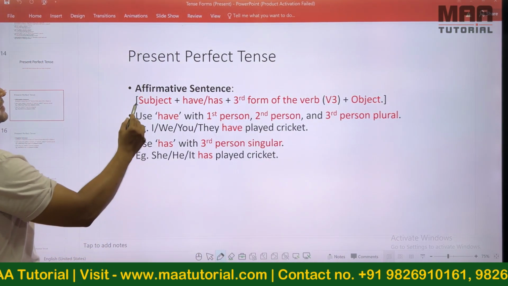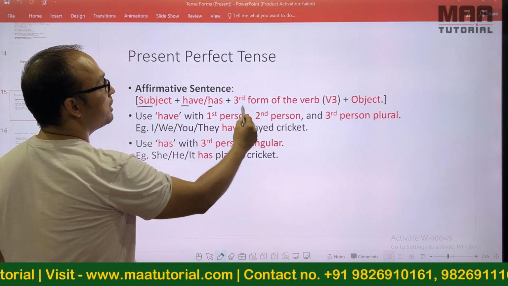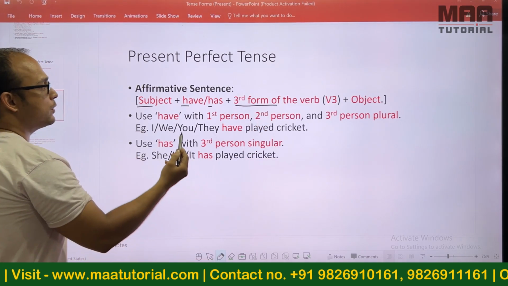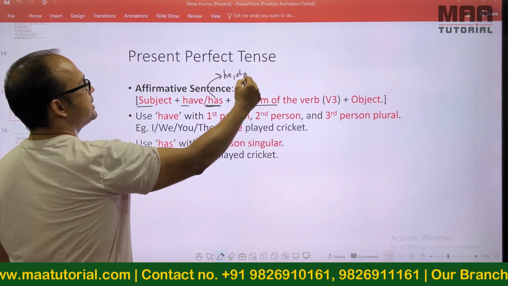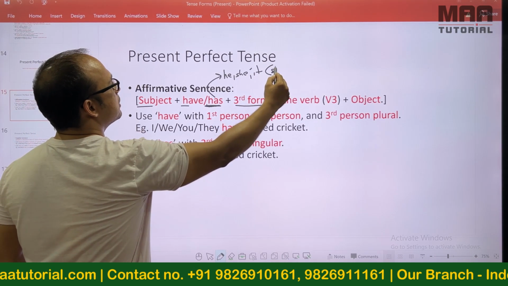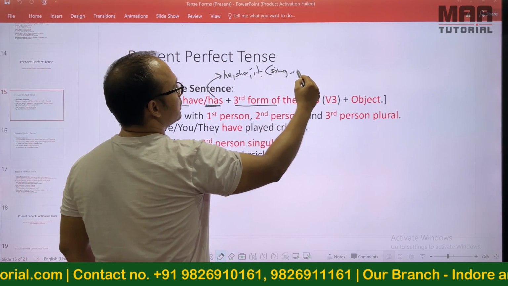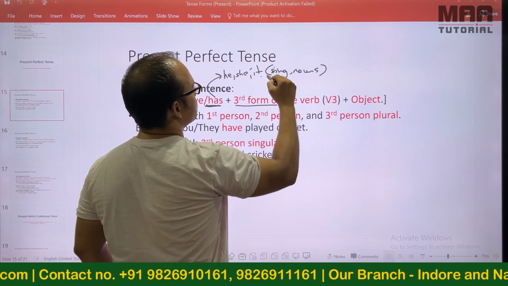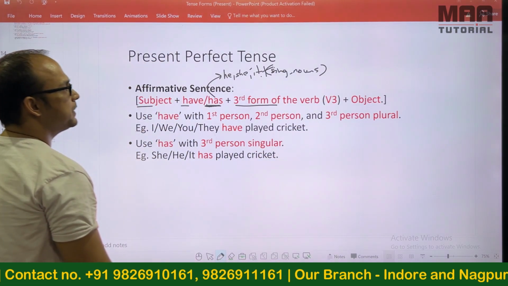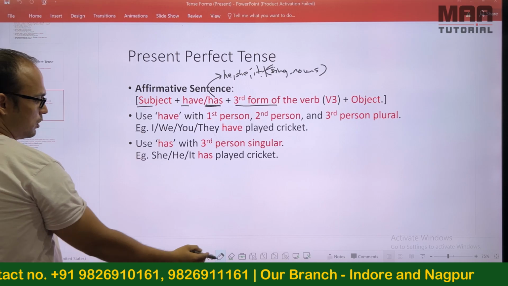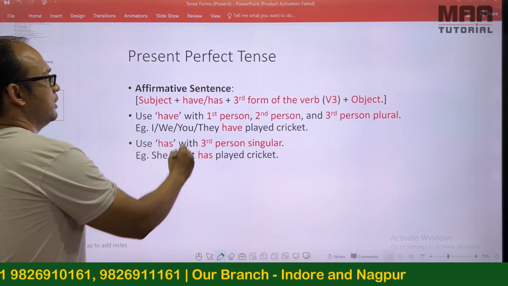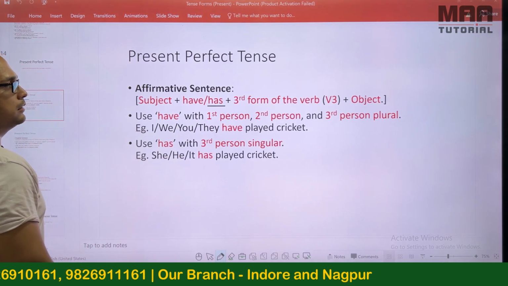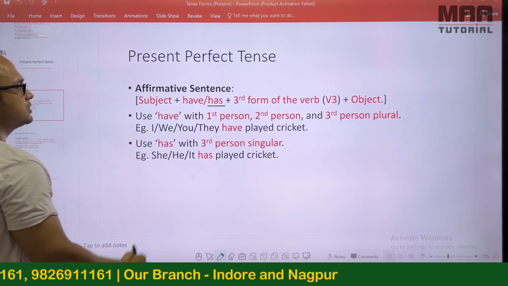Affirmative structure: subject plus have/has plus third form of the verb plus object. Now again, has is used with third person singular. Third person singular is he, she, it, and all singular nouns. So he, she, it plus singular nouns, all of them will have the has auxiliary used with them.